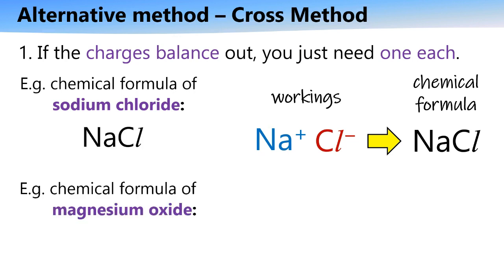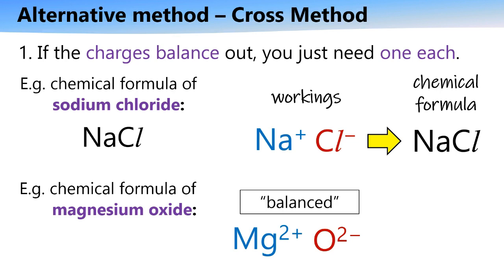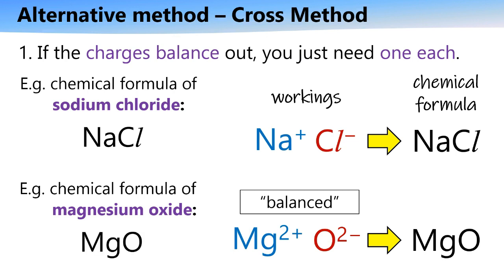Similarly, for magnesium oxide, let's do some workings. Magnesium would be Mg 2 plus and oxide will be O2 minus. Since the charges balance out, 2 plus and 2 minus, I just need one of each. So I get MgO. So the chemical formula for magnesium oxide is MgO.